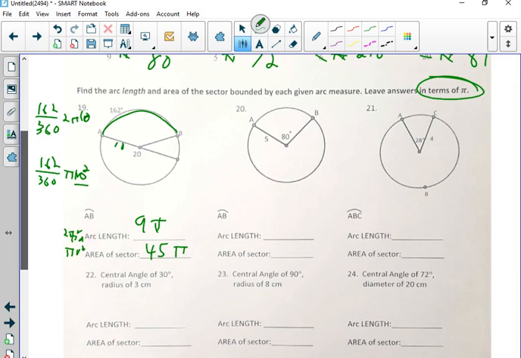Now we're just going to keep doing the same thing, AB. So 80 over 360 for arc length, 2 pi r, which is 5. And 80 over 360 for area of the sector, we're going to use the area formula, pi 5 squared, which is 25.